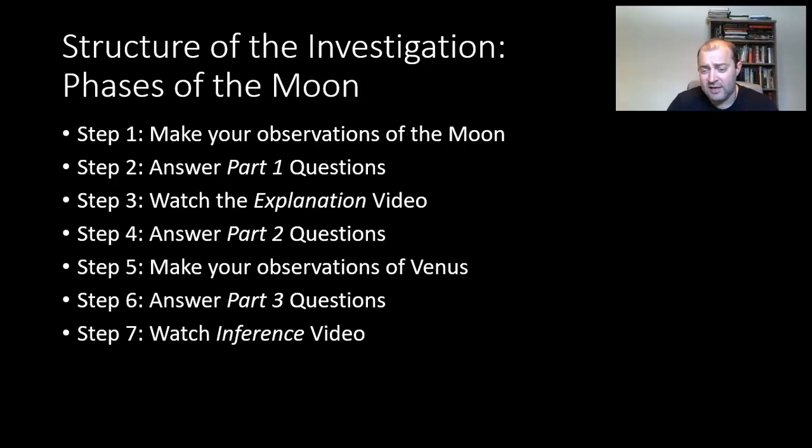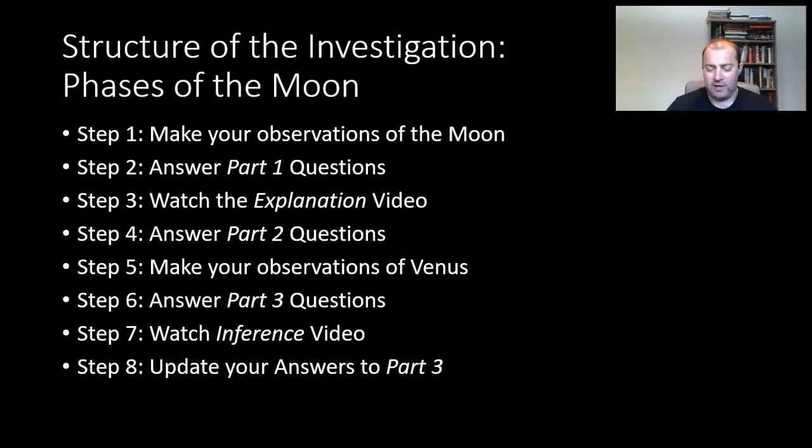Finally, step 7, you will watch the inference video, which will be my explanation of that inference. So you can see how we get from these observations of Venus to a pretty advanced understanding of how the solar system works and how it was possible to do that just by observing one planet. Of course, that wasn't the only thing, but that is one thing you'd be looking at. And lastly, you can go back and update your answers to part 3 to make sure you've got the correct explanations down. Okay? So that will be the entire sequence of this introduction unit. And from there, we'll move on to other units after that.